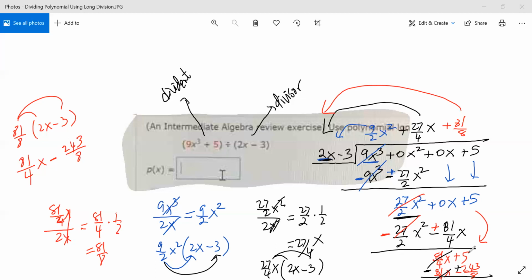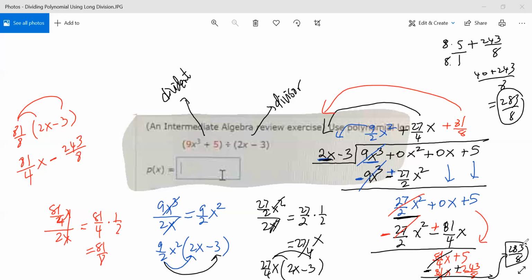So let me write it. It's going to be 5 plus 243 divided by 8, which you can put a 1 here, multiply top and bottom by 8. So that's going to be 40 plus 243 divided by 8, which is 283 divided by 8. So that's the remainder. So the remainder is 283 divided by 8.